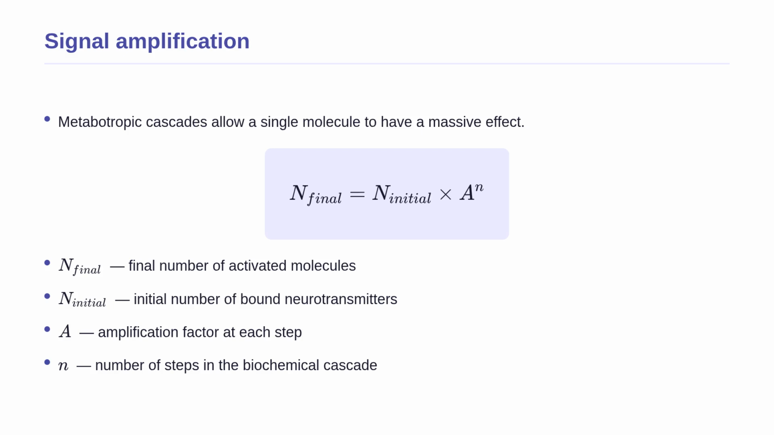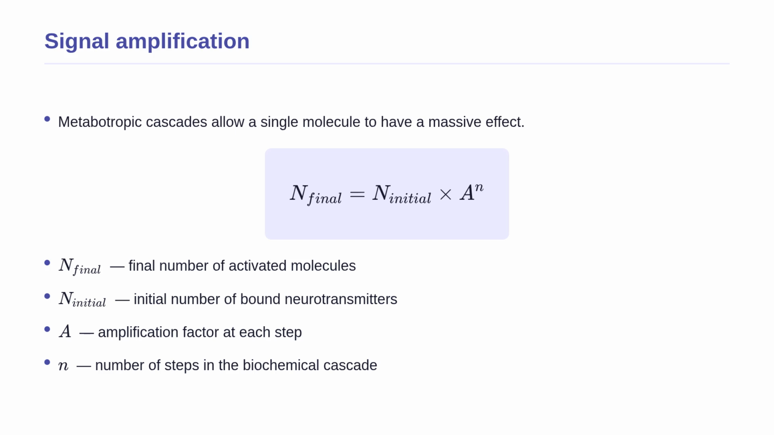One of the greatest advantages of the metabotropic system is signal amplification, which we can model mathematically. The formula is N final equals N initial times A raised to the power of n. Let us define these terms. N final represents the final number of activated molecules, like second messengers. N initial is the starting number of neurotransmitter molecules binding to receptors.